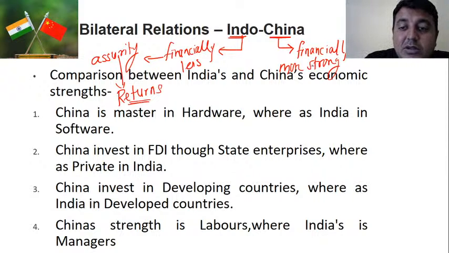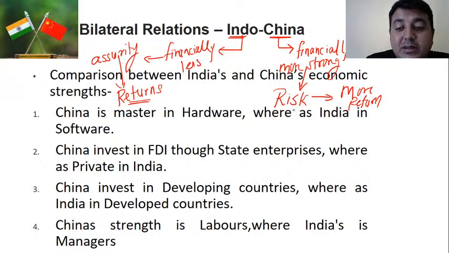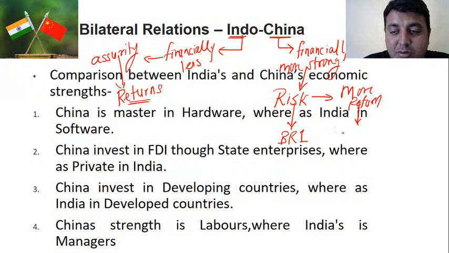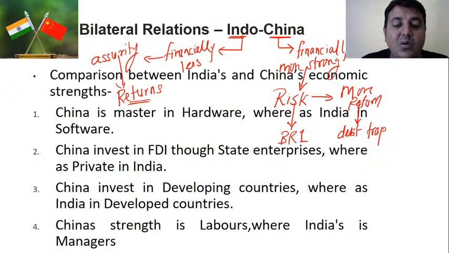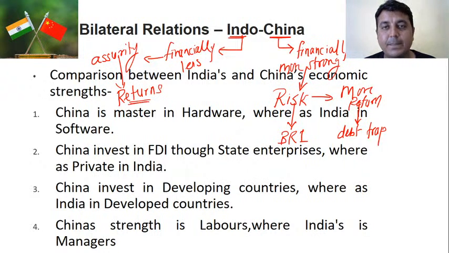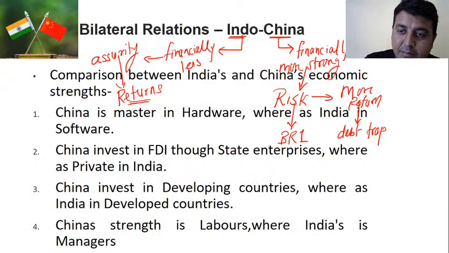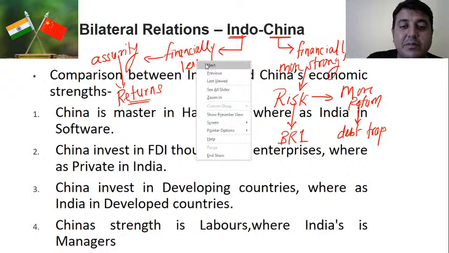Clear? And China is least interested in developed countries. Why is it so? Because if you're going to take risk, then you will get more return. The very best example of that risk is Chinese investment in BRI, and more return, as you all mention, debt trap. Now is it clear to all of you? Yes, everyone? Now it's clear why they are investing in developing nations and why we are investing in developed countries.